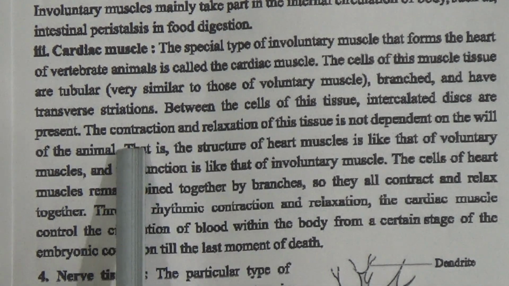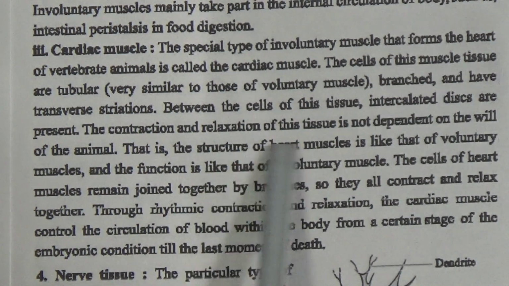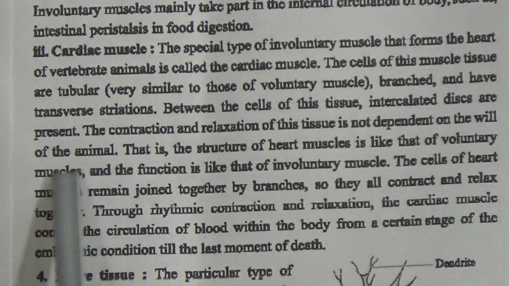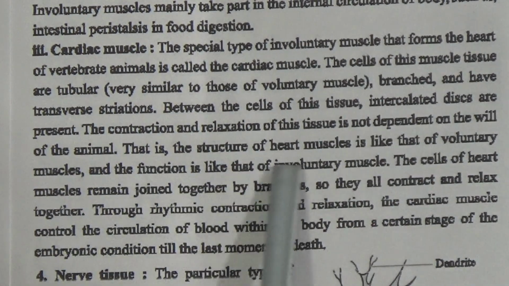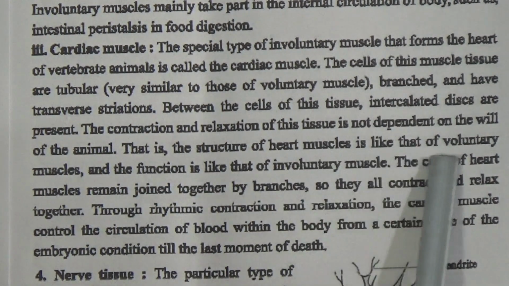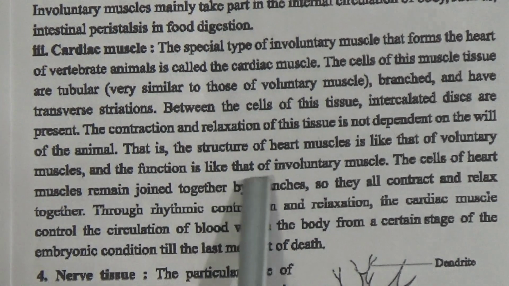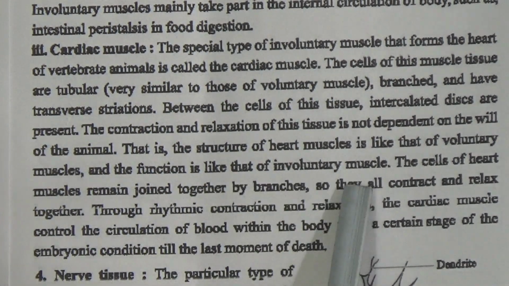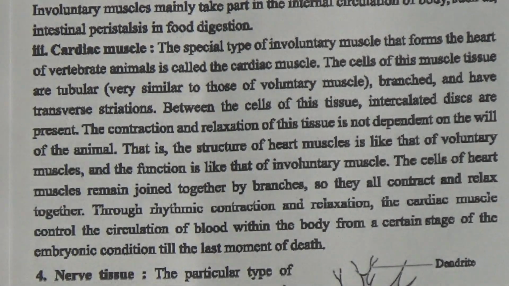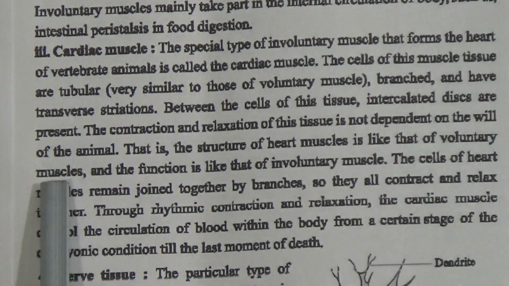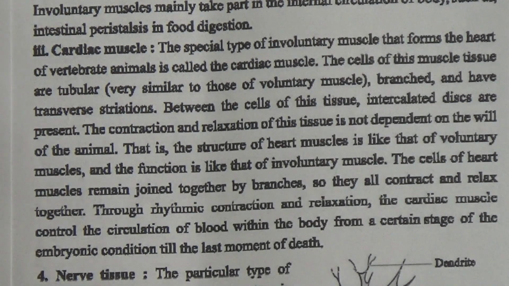Now, the contraction and relaxation of this tissue is not dependent on the will of the animal. That is, the structure of the heart muscle is like that of voluntary muscles, and the function is like that of involuntary muscle. So, cardiac muscle structure is like voluntary muscle, but it works like involuntary muscle.